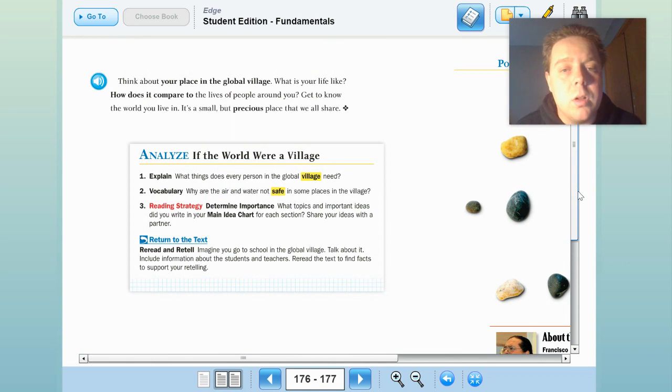Think about your place in the global village. What is your life like? How does it compare to the lives of people around you? Get to know the world you live in. It is a small but precious place.